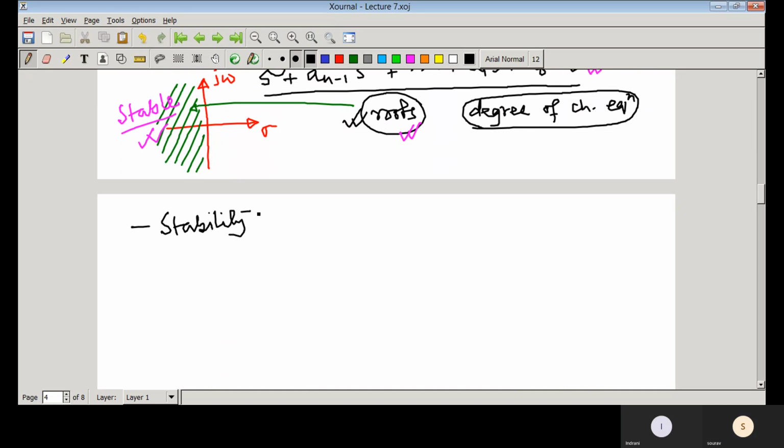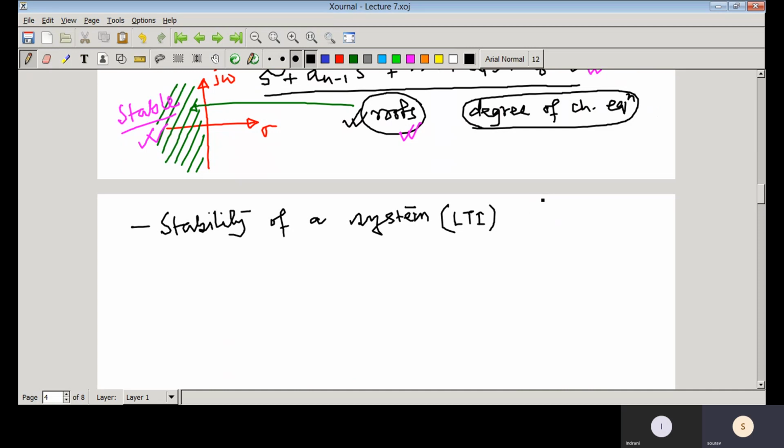Stability of a system. System means here the LTI system, linear time invariant system, because we are talking about the transfer function. As we have discussed, the transfer function is only applicable to linear time invariant systems, so it is only related to linear time invariant systems.